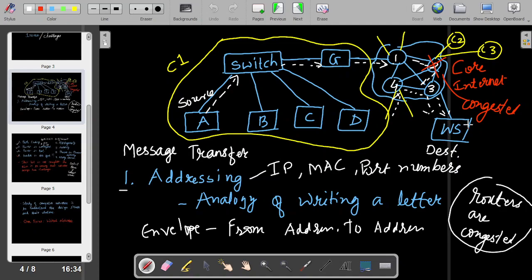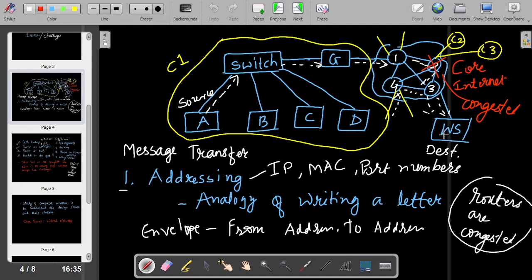overloaded. In other words, the buffers present in this destination will be full, and so no more packets can be accepted. So in that case, if the sender sends a packet to this destination, the packet may reach the destination, but the packet may not be stored there. The packet may not be accepted. Why? Because there is no space, no memory available at the destination to accept the packet.